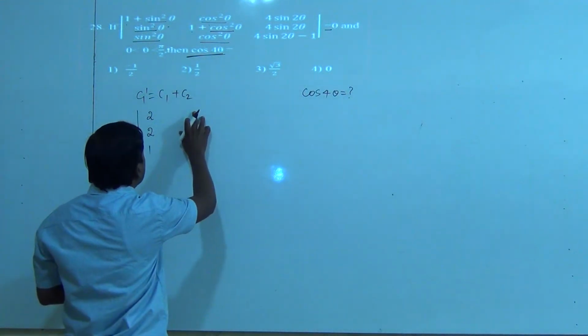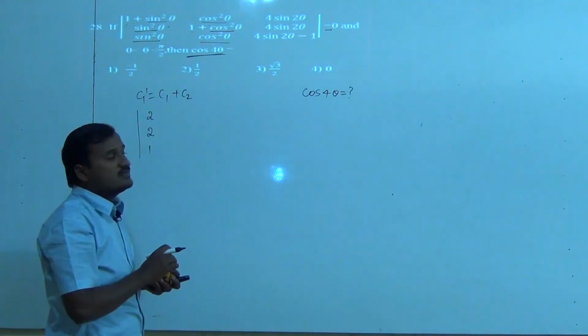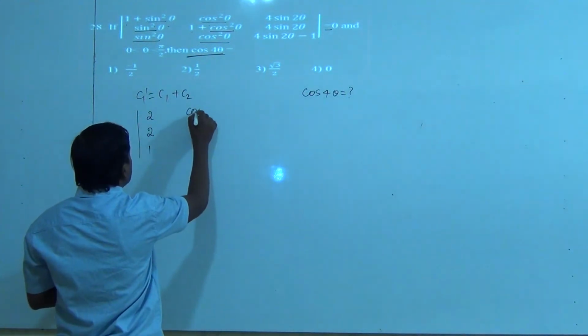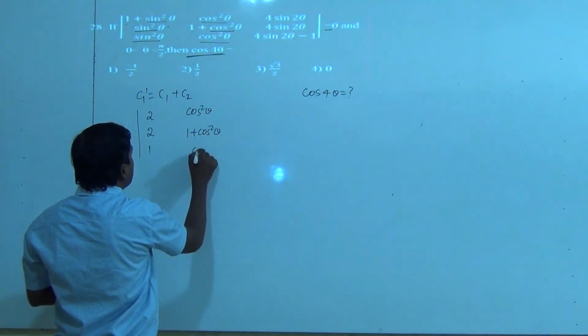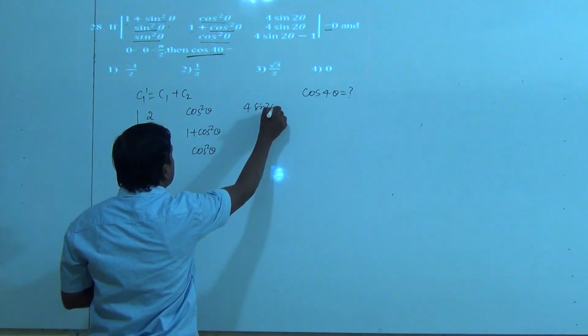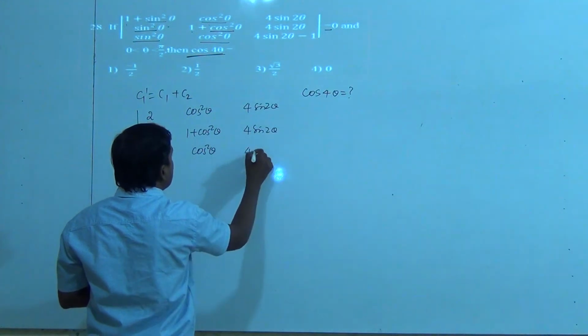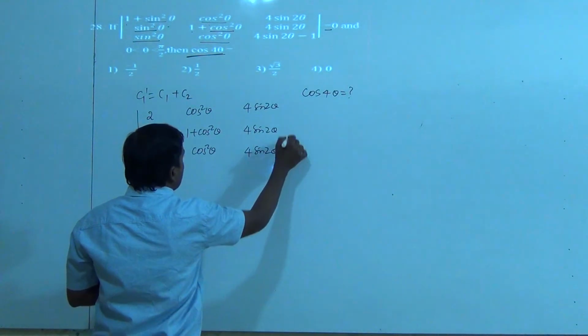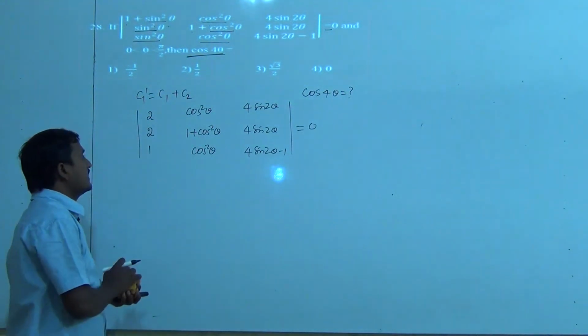Okay, now I will write second column and third column as it is. So therefore it becomes cos square theta, 1 plus cos square theta, and here it is cos square theta. What about this? 4 sin 2 theta and 4 sin 2 theta, and here it is 4 sin 2 theta minus 1. So this determinant they have given as 0. Okay, next.